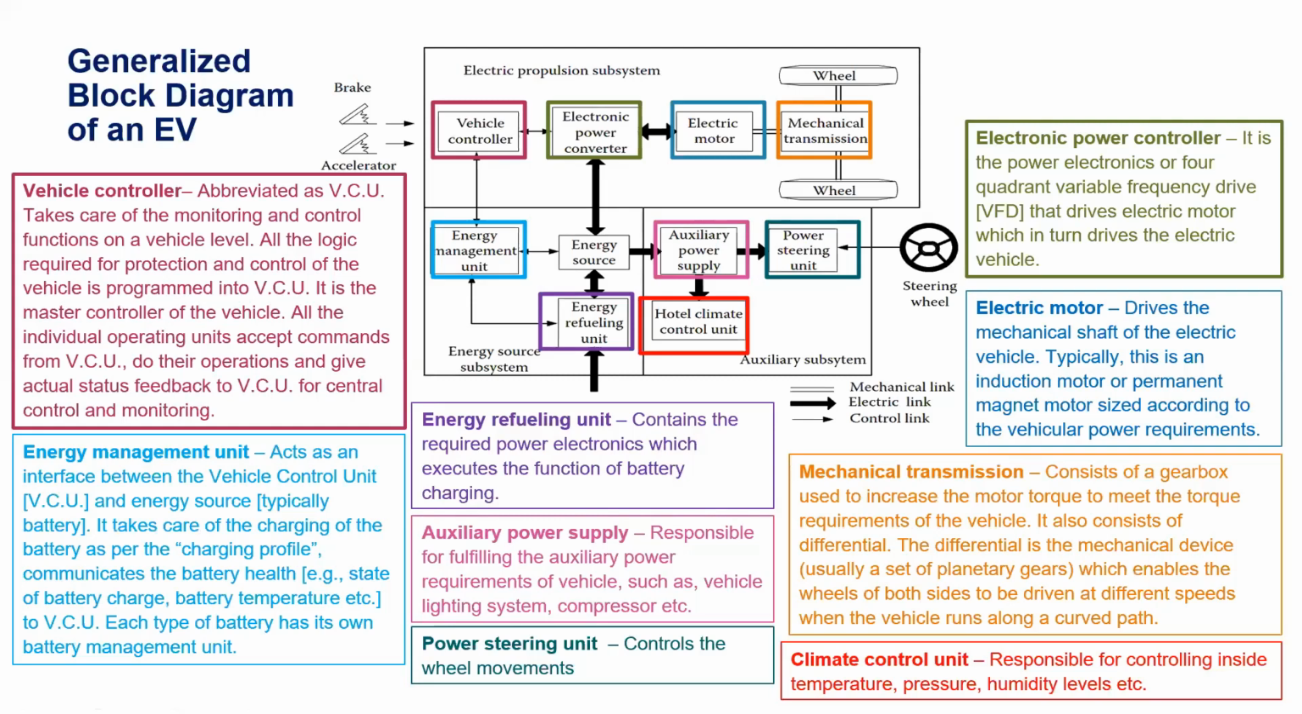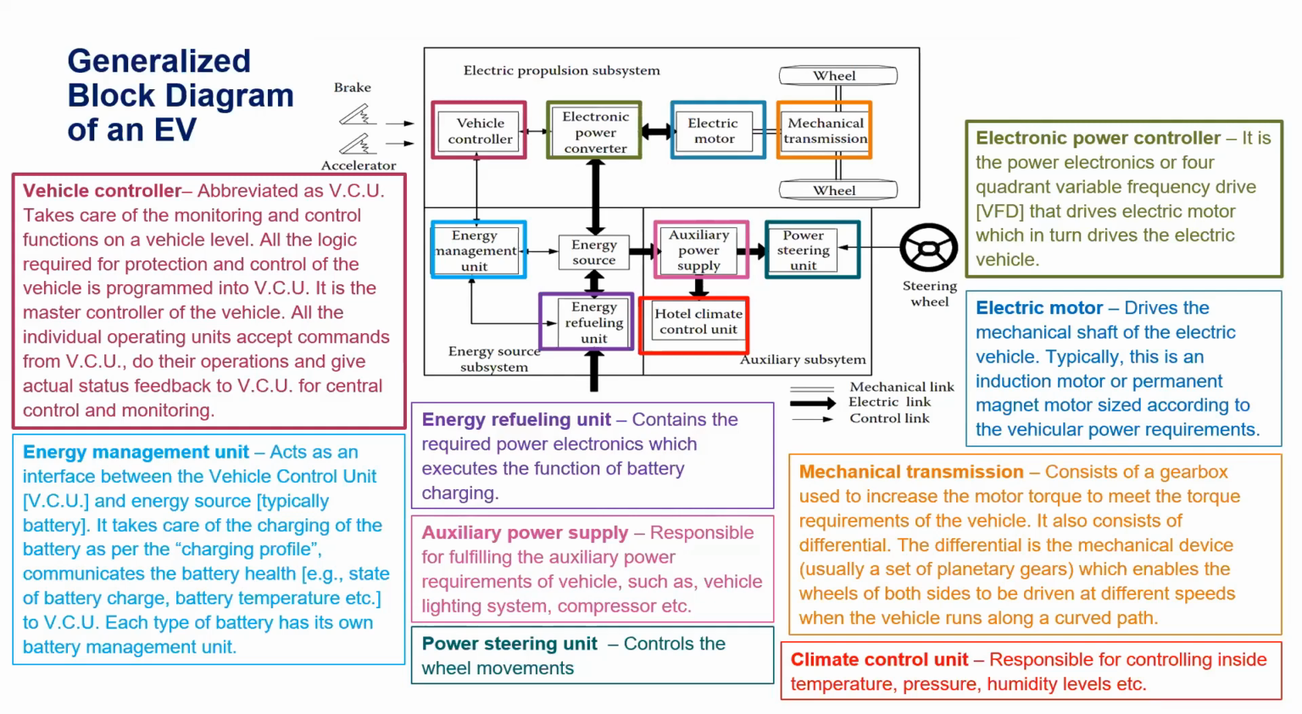And this is basically the heart of the entire electric vehicle, which takes care of monitoring and control functions on a vehicle level. So the individual monitoring and control units, for example, the energy management unit for the battery section or auxiliary power supply, then electric power converter, all these individual units do their control and monitoring functions on the local level. But finally, all the control signals as well as data is passed on to the vehicle controller to do corrective actions at a vehicle level.